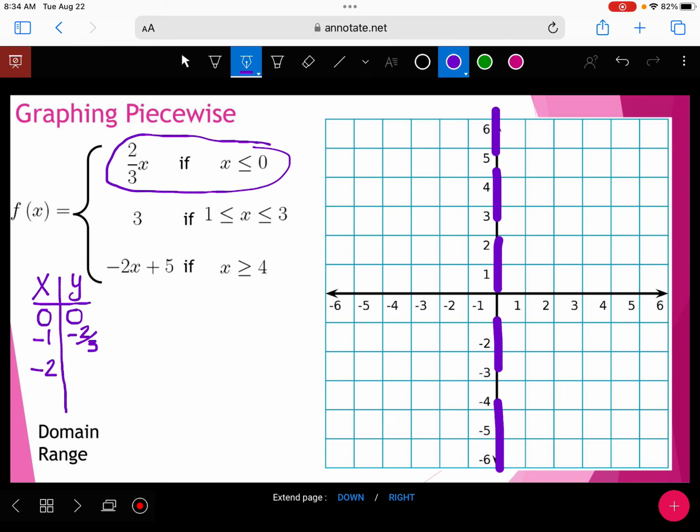I promise. -2 is -1 1/3, and -3 is -2. So we get this piece here, and we're going to connect it up and get the whole segment like this. Okay. Our next piece.